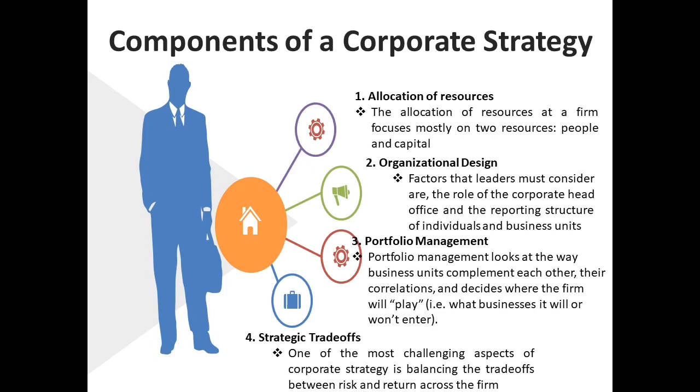The allocation of resources at a firm focuses mostly on two resources, which are people and capital. In an effort to maximize the value of the entire firm, leaders must determine how to allocate these resources to the various businesses or business units to make the whole greater than the sum of the parts. Key factors related to the allocation of resources are, as I said before, people: identifying core competencies and ensuring they are well distributed across the firm, and moving leaders to the place they are needed most and add the most value, which changes over time based on their priorities.